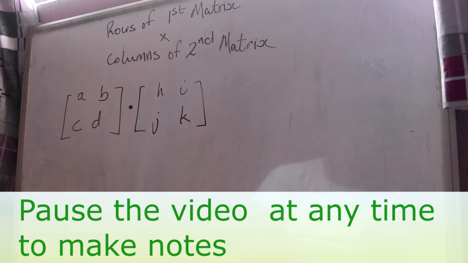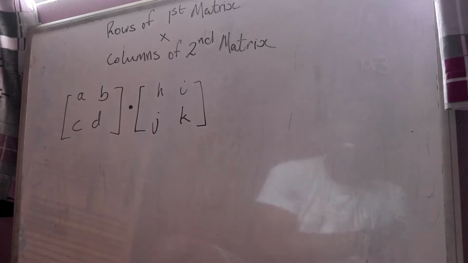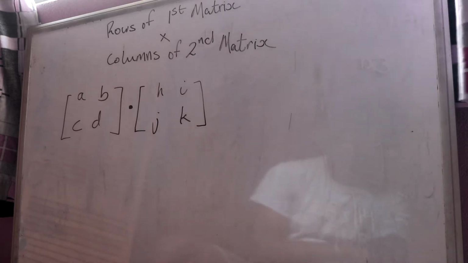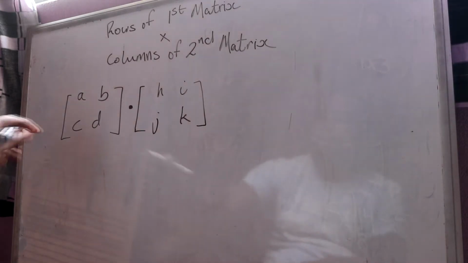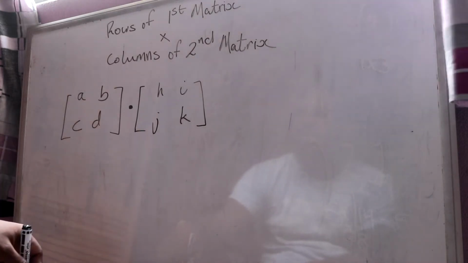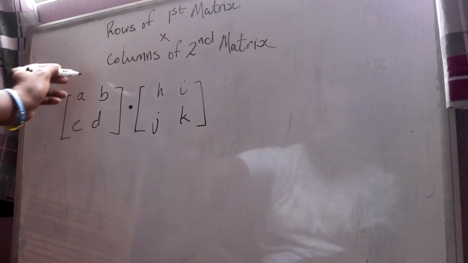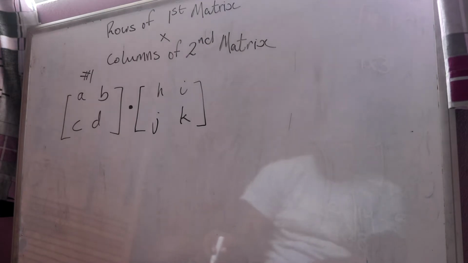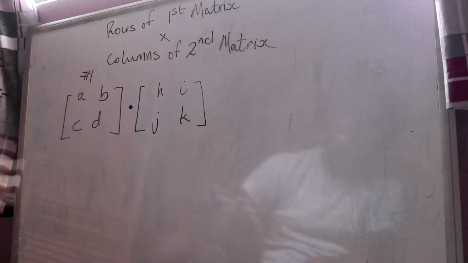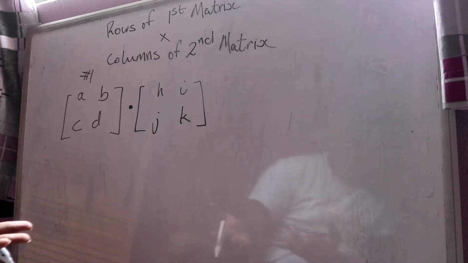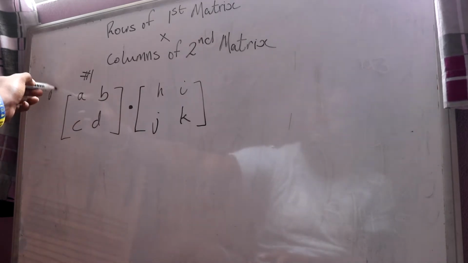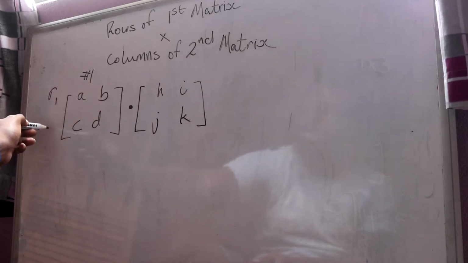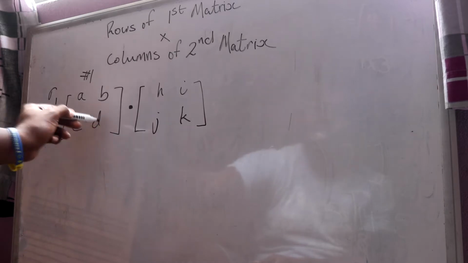When you're doing these questions, multiplying matrices, it's really two things you're doing. You're looking at the first matrix, and you're multiplying all the rows in the first matrix. So what are the rows in the first matrix? Row 1, A and B. Row 2, C and D.